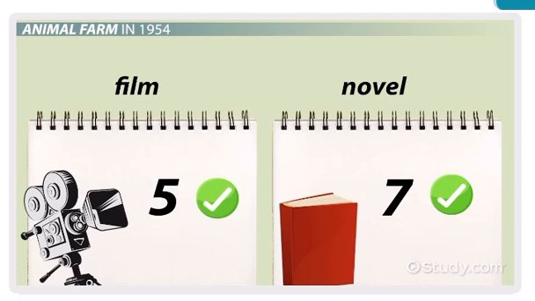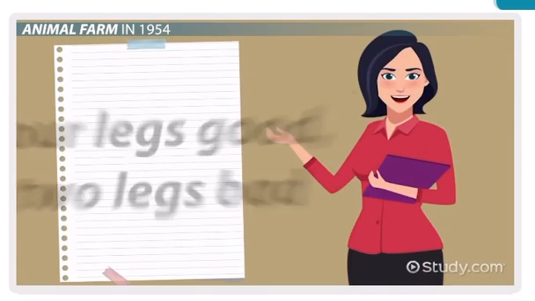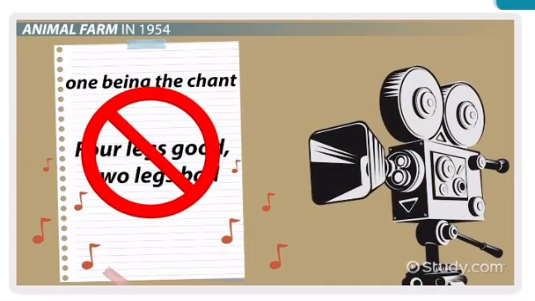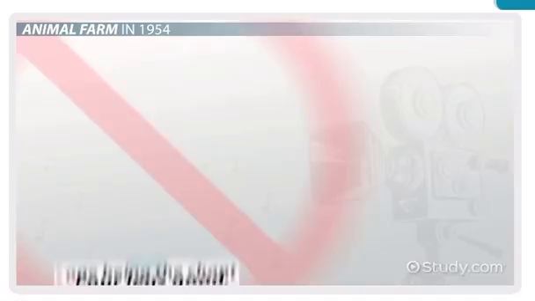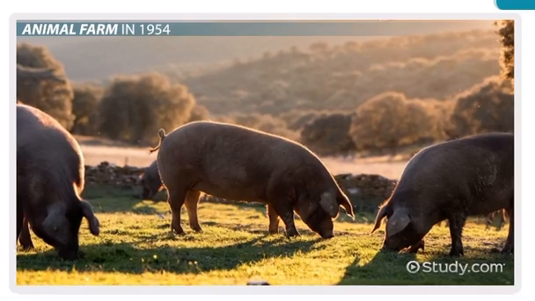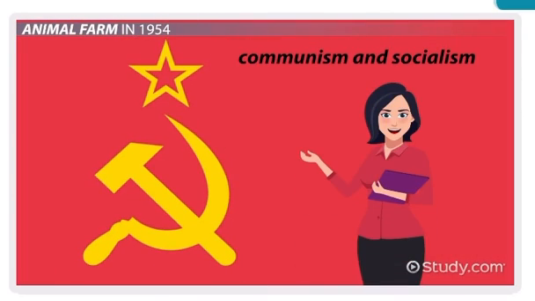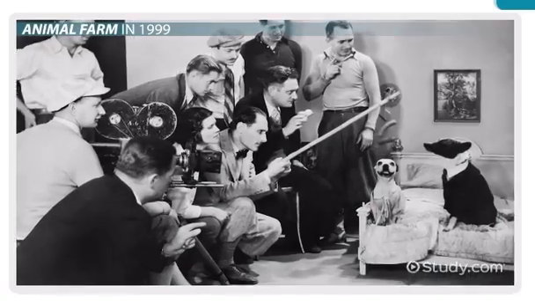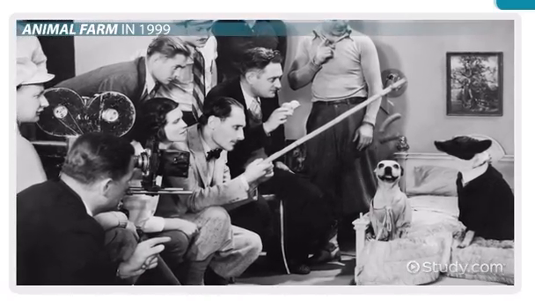In the film, there are 5, one being the chant, "4 legs good, 2 legs bad," which isn't even in the list found in the novel. Additionally, this chant, which plays such a major role in the novel, is virtually non-existent in the film. Unlike the novel, in the film, a group of pigs from other farms visit. While this version does capture the hideous effects of communism and socialism, the differences are so profound that they distract from that message.